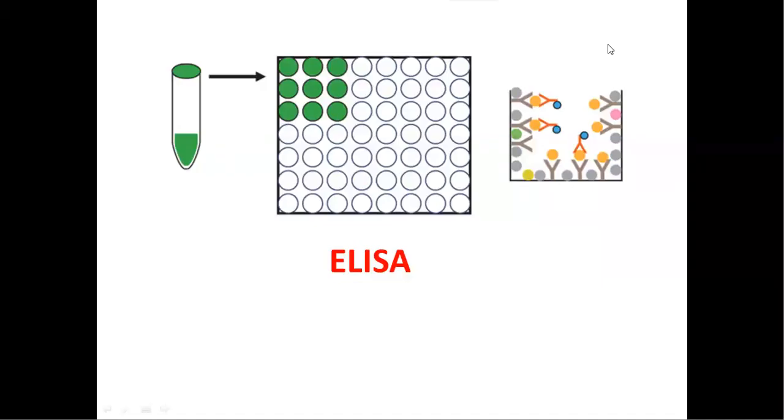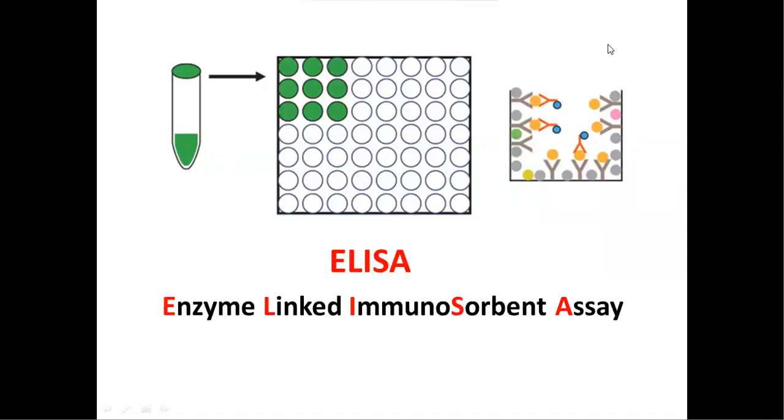Hello everyone, today's topic is ELISA, enzyme-linked immunosorbent assay, which is also known as enzyme immunoassay, EIA. ELISA is a serological test to diagnose a patient with HIV infection. In this lesson, we are going to learn 5 different types of ELISA, which include direct ELISA, competitive ELISA, indirect ELISA, indirect competitive ELISA, and sandwich ELISA.